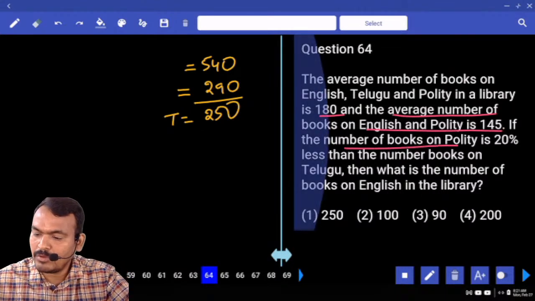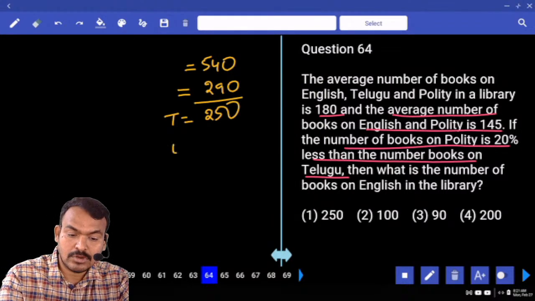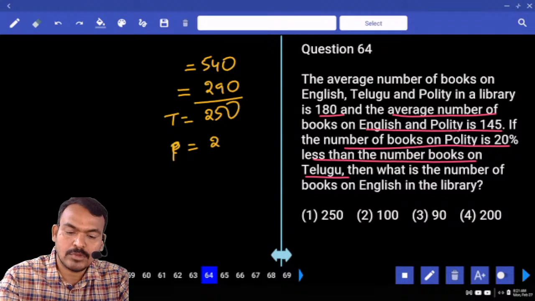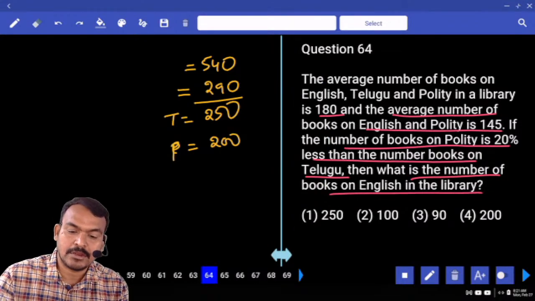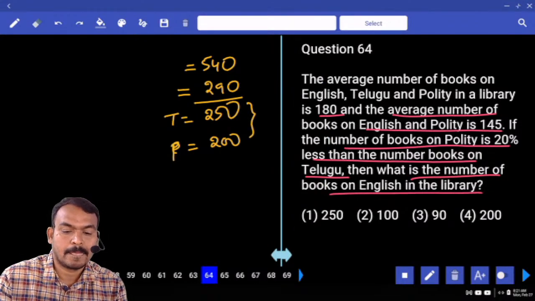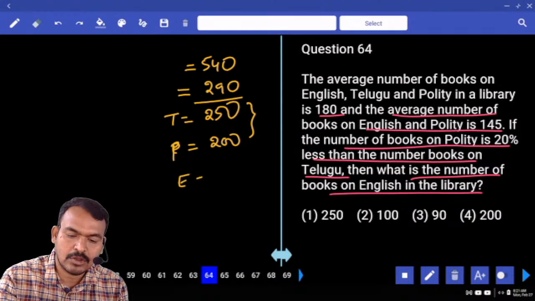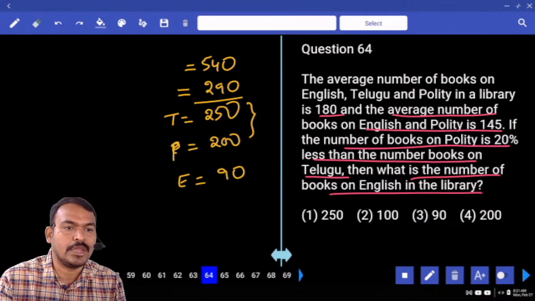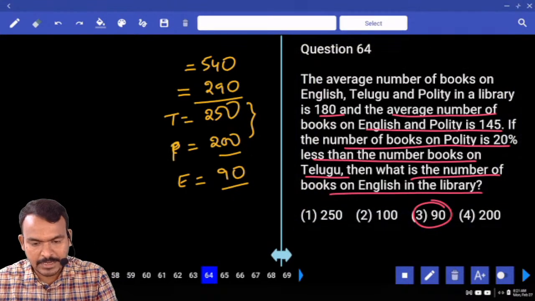Next, the number of books on Polity is 20% less than the number of Telugu books. Compared to 250, 20% less means 50 lesser. Then Polity is 200. What is the question here? The number of English books in the library. English plus Polity is already known to be 290. Polity is 200, so English is 90. The answer is 90.